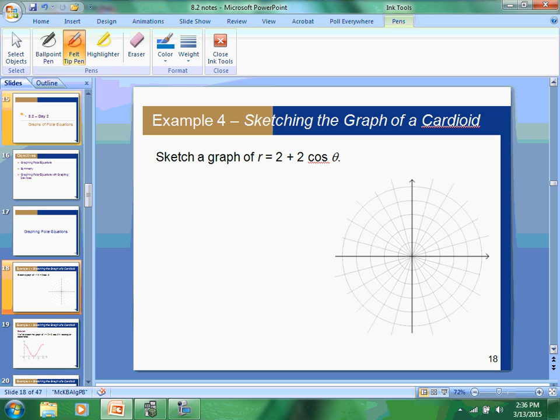Now in 8.2 day 1, when we were starting off with some of the basic graphs, we converted them from polar into rectangular coordinates so that we could see that they were circles or lines, but we're not going to do that here. We're just going to make our table of values with r and theta, and then we'll graph on our polar system. So here, this graph is r equals 2 plus 2 cosine theta.